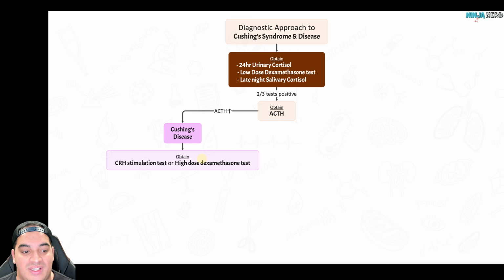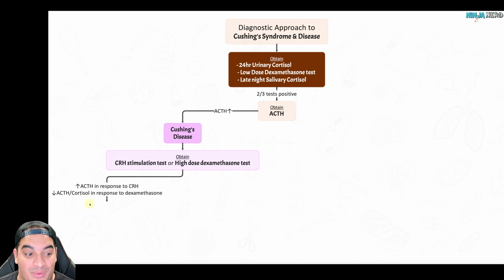So if I do this and I suspect that it's pituitary, I will have an increased response to CRH and I will have a decreased response to dexamethasone. This right here tells me that it's coming from the pituitary. But if I think that it's ectopic, I'll give them CRH and it won't make any difference. It won't really change their ACTH.